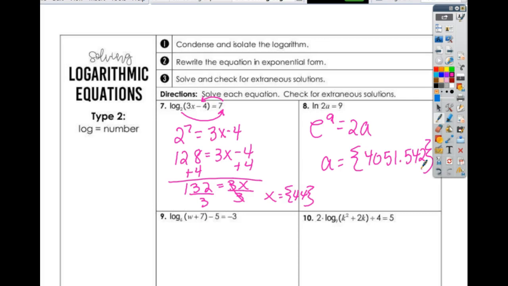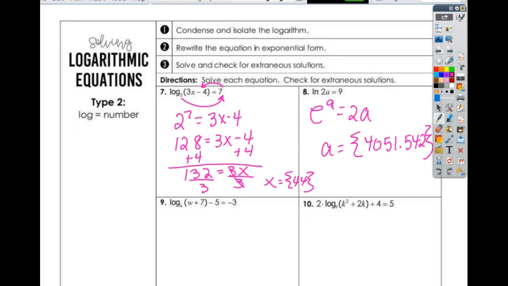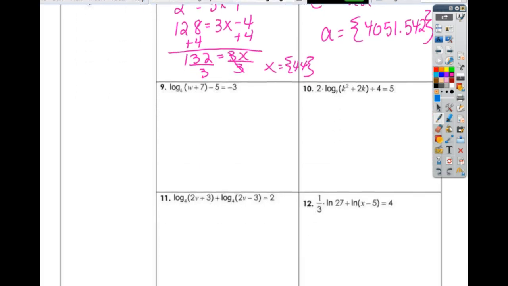So did y'all find it? Okay, did you get this answer? Okay, then we'll have to move on. All right. So starting on number 9, you have to have the log by itself. So I'm going to add the 5. Is there one log now? So you switch it to exponential, which is 6 to the 2nd power is w plus 7, and then you solve.